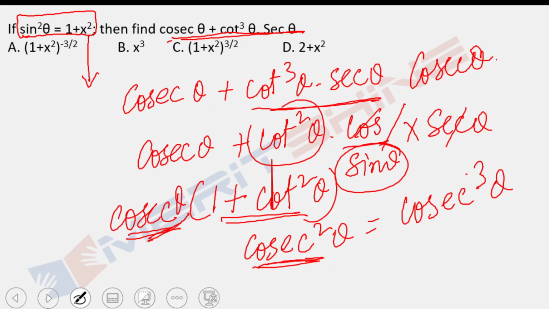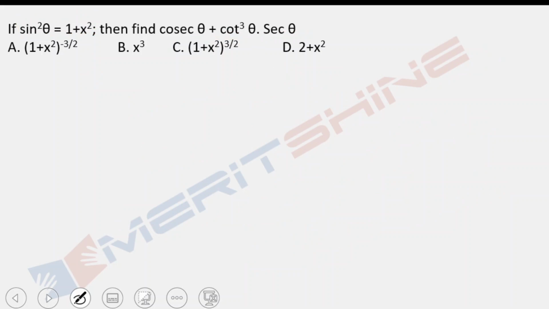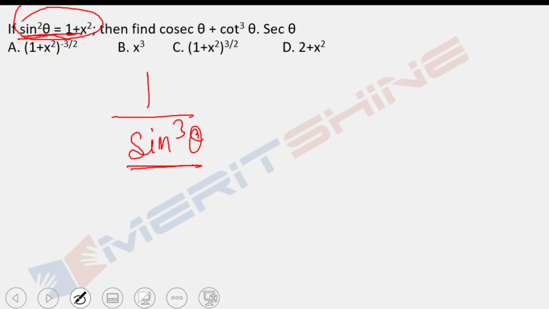Cosec cube theta. Now you have cosec cube theta, but here you have the value for sin square theta. So what do we do? We know that cosec cube theta is nothing but 1 by sin cube theta. Now here I need to find out sin cube theta. A little bit of algebra would be needed, very basic algebra.